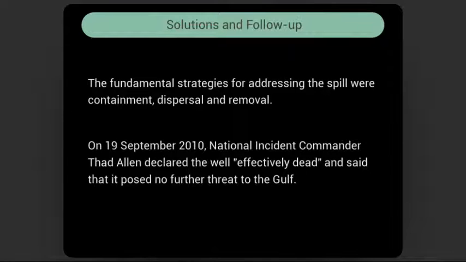And then we'll talk about the solution and follow up. The basic strategy to solve the leakage is containment, dispersal, and removal. And in September 2010, the state declared that the well was effectively dead and stated that there was no further threat to the Gulf.